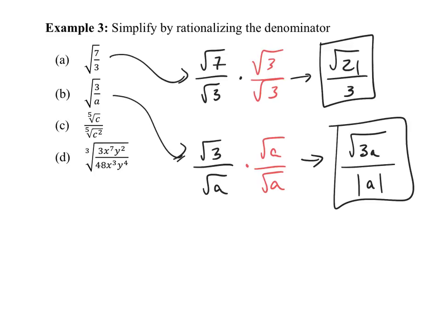No. Because look, this root 3a is under the radical. This a is outside the radical. So these cannot cancel one another. But this is considered rationalized form because the denominator no longer has a radical in it. How about part C? This is really the tough one, actually. Anybody have any idea on part C?